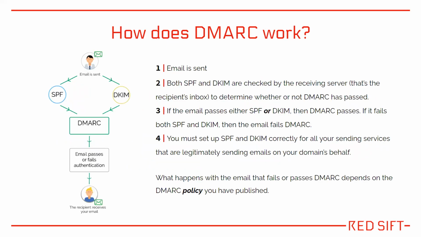So, how does DMARC work? On my screen, you'll see a flowchart of how an email is sent with DMARC. So an email is sent, and both SPF and DKIM are checked by the receiving server. If the email passes either SPF or DKIM, then DMARC passes. If the email fails SPF and DKIM, the email fails DMARC. This is the reason why we need to ensure that SPF and DKIM are correctly set up for all legitimate services using your domain and sending on your behalf.